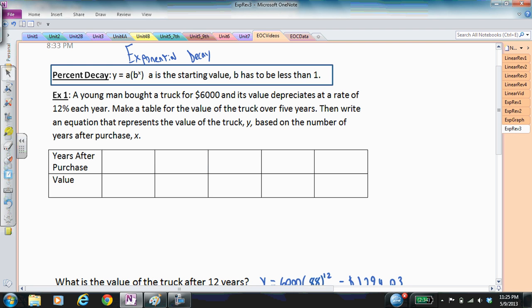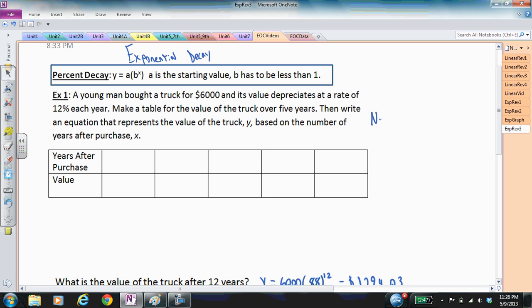So a young man bought a truck for $6,000 and its value depreciates at a rate of 12% each year. We want to make a table for the value of the truck over 5 years, then write an equation that represents the value of the truck y based on the number of years after purchase x. So to fill in the table, you could either write the equation and use it to fill in the table, or use the now next rule to fill in the table. I'm going to use the now next rule.